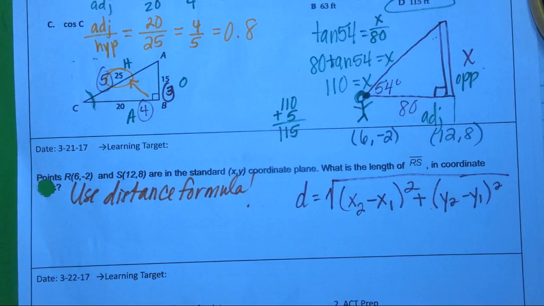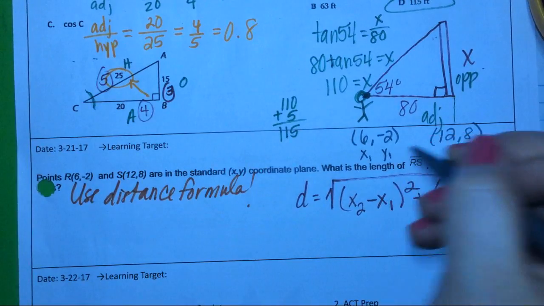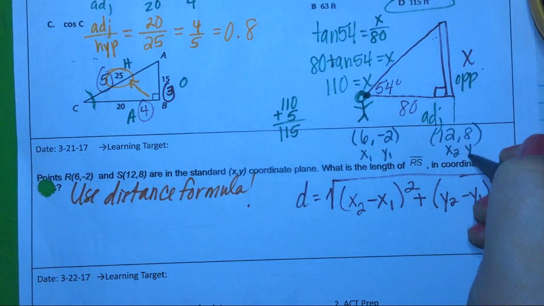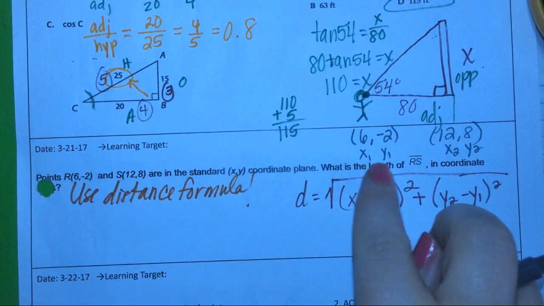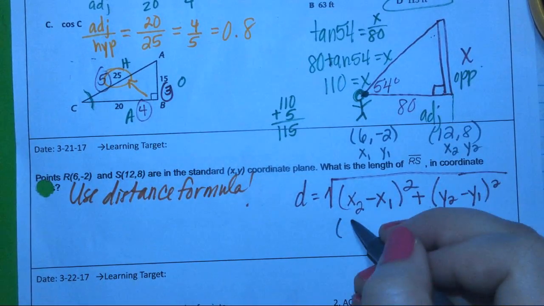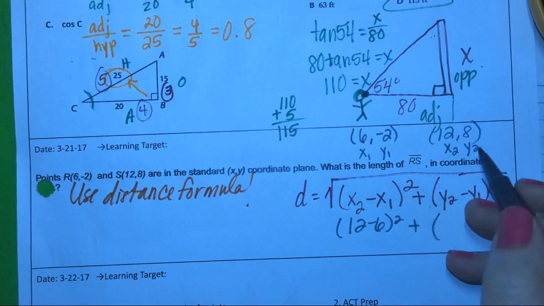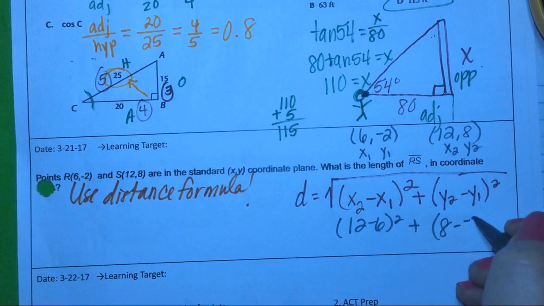Okay, so we also learned a trick to this that involved counting, but we're not doing that today. We're just going to focus on plugging and checking. So if Danny can come up with this formula, everything else should be pretty easy. She can call this one x1, y1. She can call this x2, y2. It doesn't matter as long as she leaves the 1's together and the 2's together. Okay, so x2 would be 12, so 12 minus 6 squared plus 8 minus negative 2 squared.